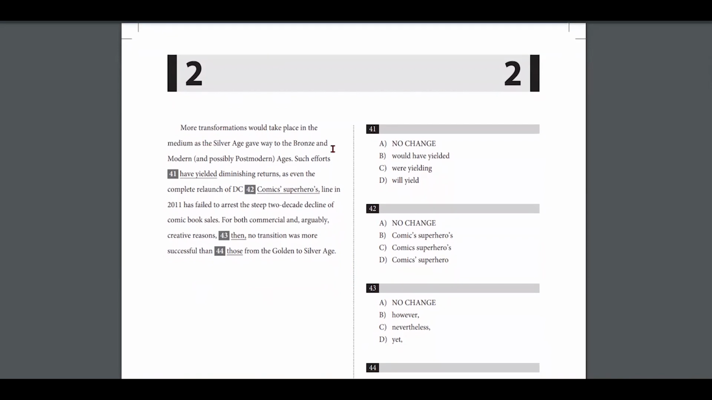More transformations take place in the medium here. What's happening in this paragraph? Take a moment to tell me what's going on here. Here we're talking about the Bronze Age, right? And if the Bronze Age is going to start, that's going to be after the end of the other age, right? So we're talking about a transition into this new age.